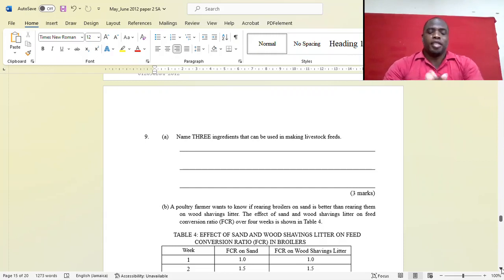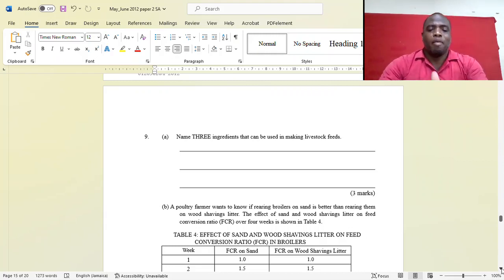So three ingredients. Molasses is one. We put that in our feed, and again, that increases the palatability. It increases the taste of the feed. Corn, a very important ingredient in terms of carbohydrates. So it gives the animal a source of carbohydrates.